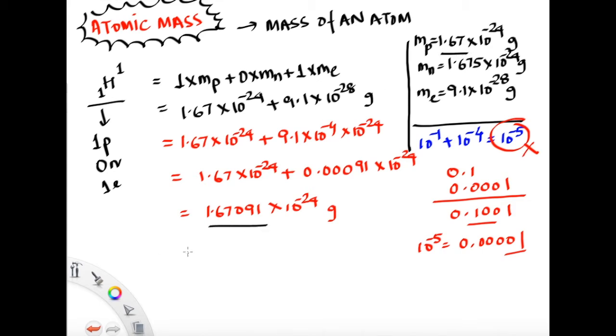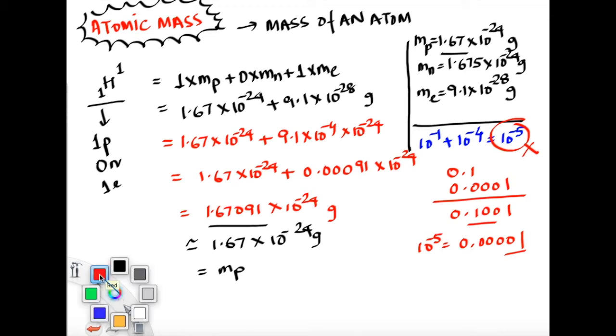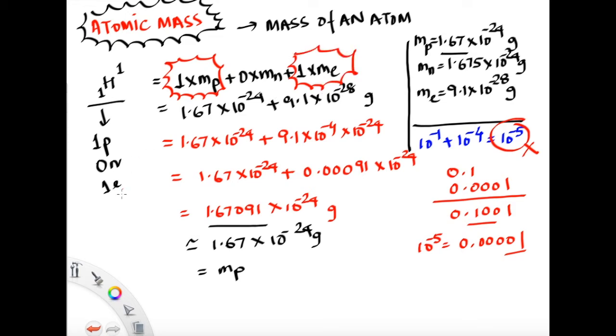Now as you can see, this is almost equal to the mass of a proton, mass of a proton being 1.67 into 10 to the power minus 24 grams. Thus, when we add mass of a proton and mass of an electron, the mass of an electron can be ignored. Why is this so?